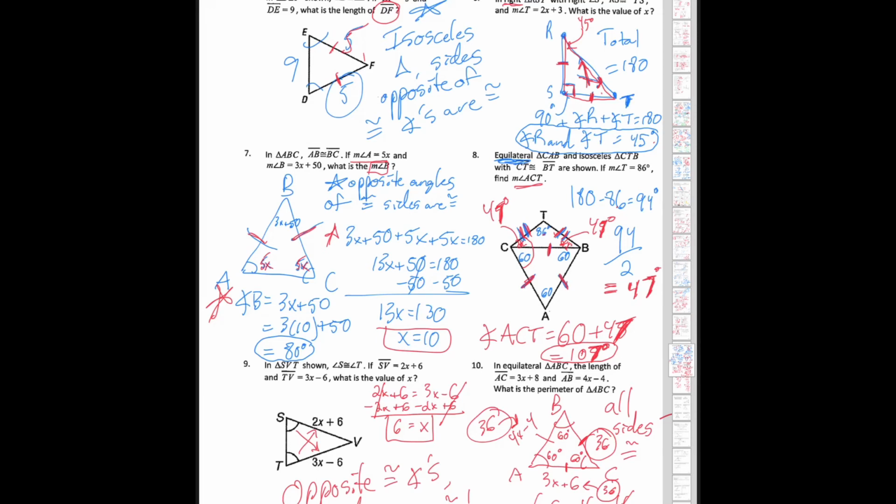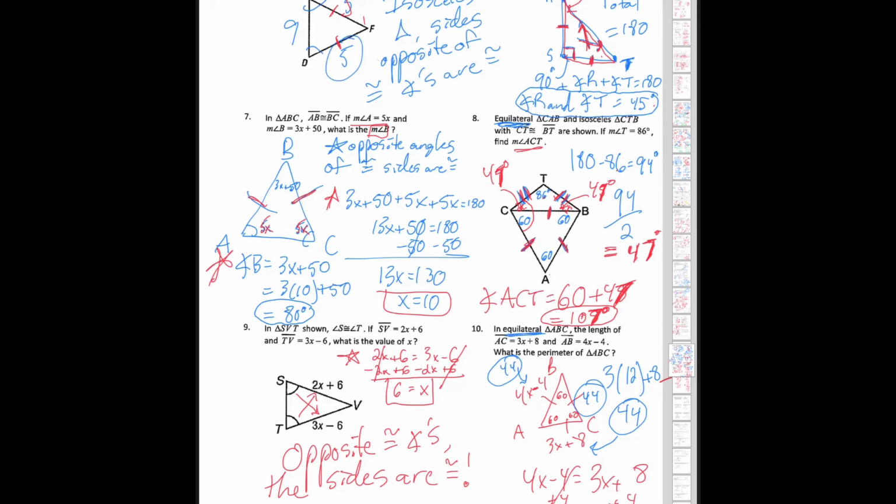So number 9, we are given two congruent angles. So as soon as we hear two congruent angles, isosceles. So two congruent angles or two congruent sides, we think isosceles in a triangle. So I'm given side SV is 2x plus 6, TV is 3x minus 6. Find the value of x. So like I just said, opposite congruent angles, sides are also congruent. So I set them equal and solve. I do that up here, and I get x equals 6.